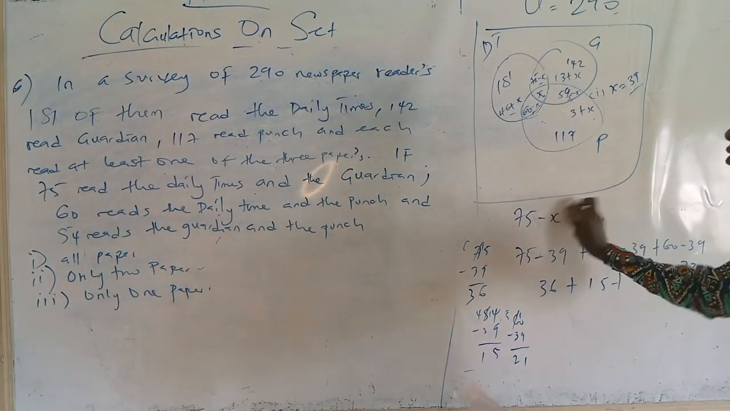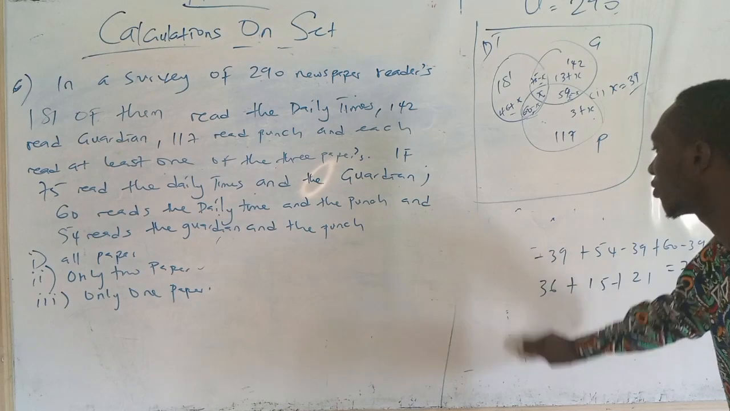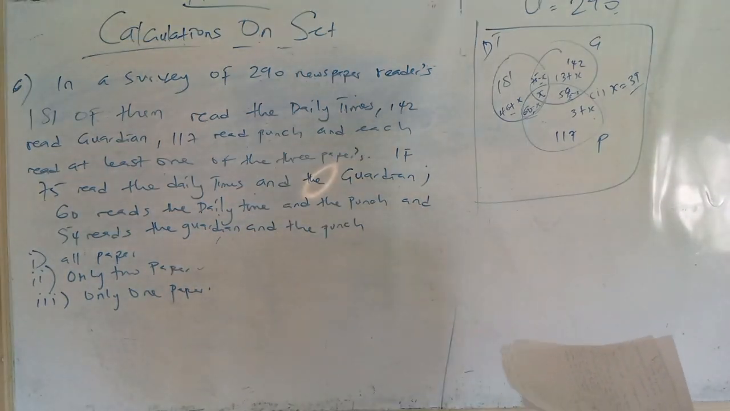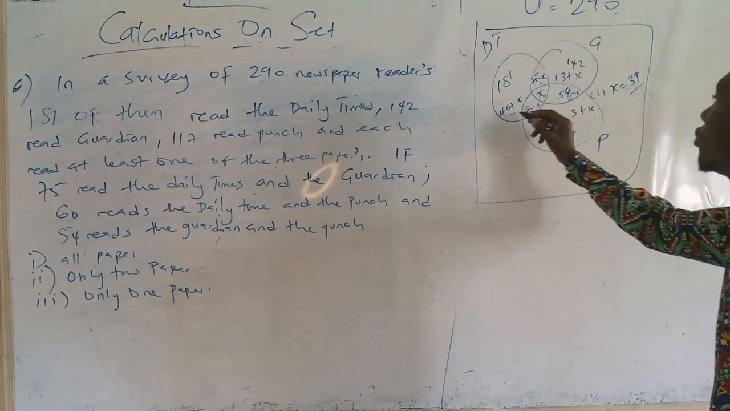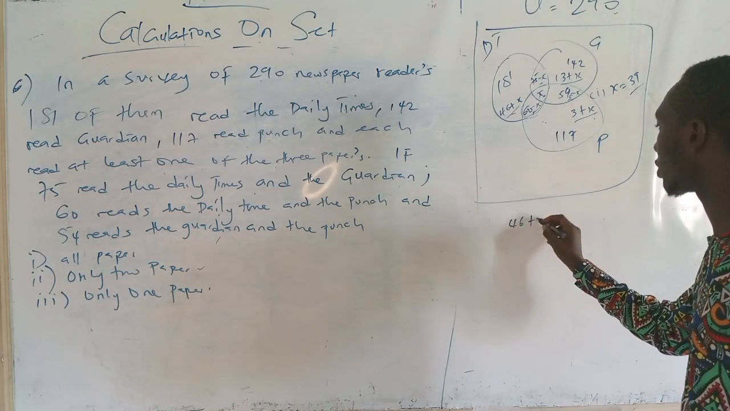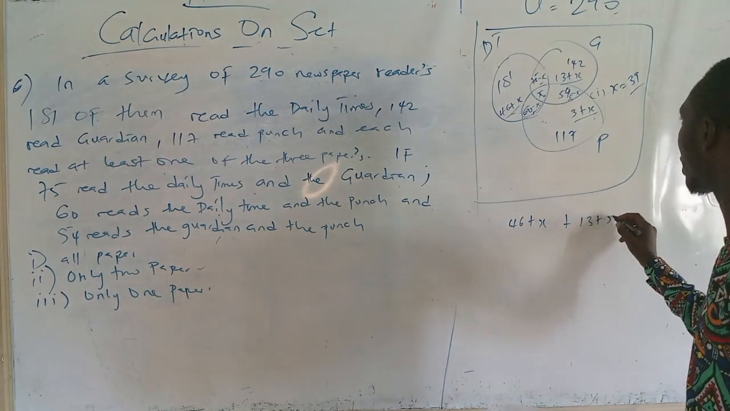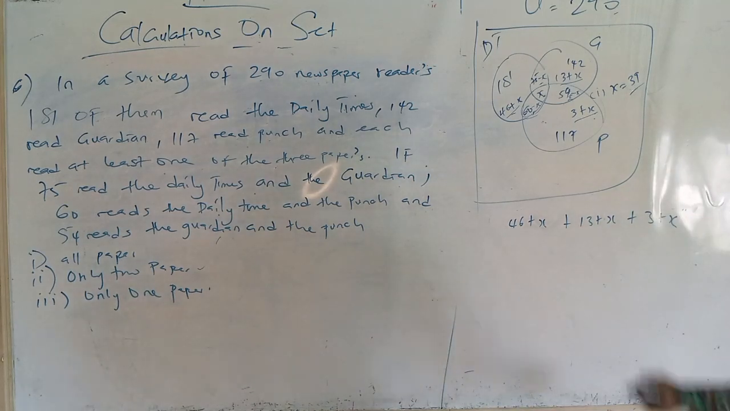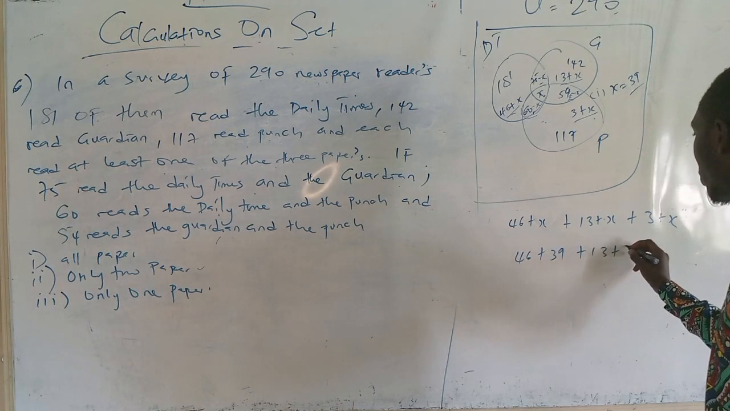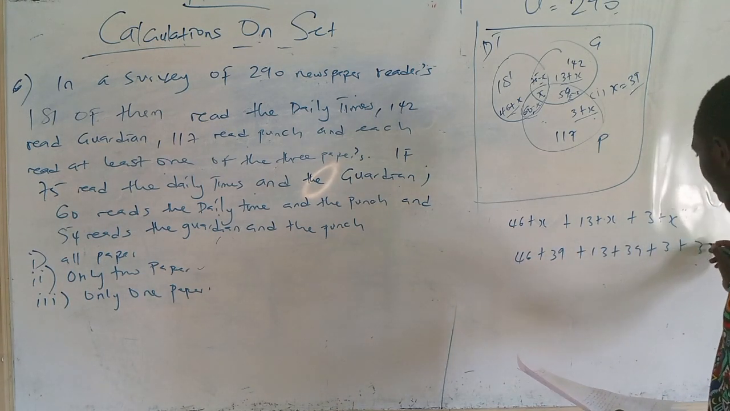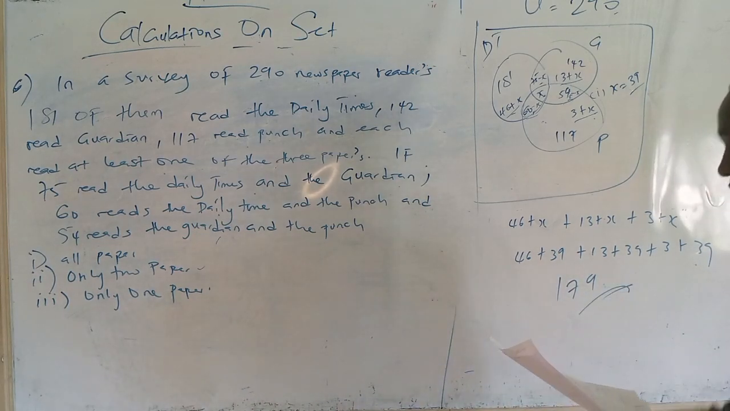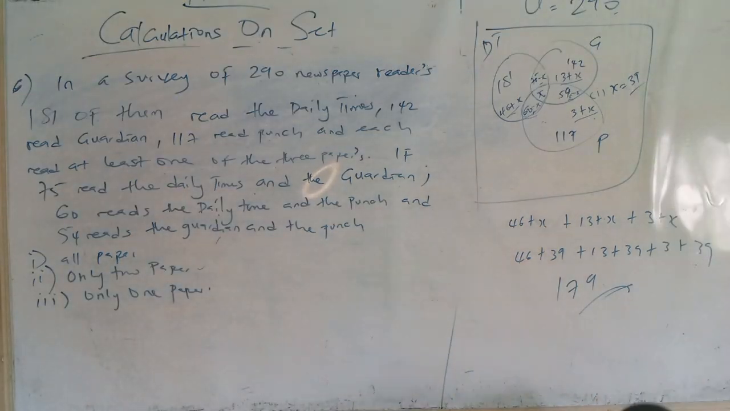As simple as that. And now, for only one paper, it's also very, very easy. So it will just be this and this and this only. So it will just be 46 plus x plus 13 plus x plus 3 plus x. What is the x? 39. So it's 46 plus 39, 13 plus 39, 3 plus 39. Adding everything together will give you what? 179. So this is what? Only one paper. So that's just that.